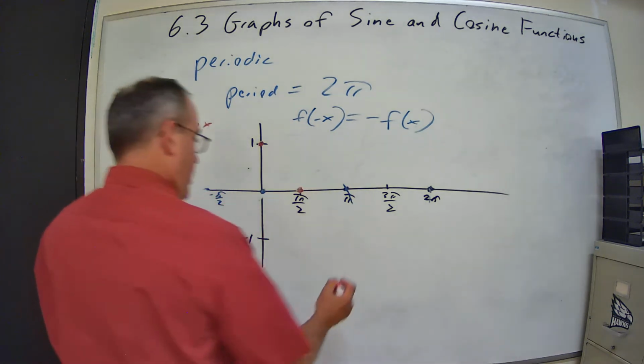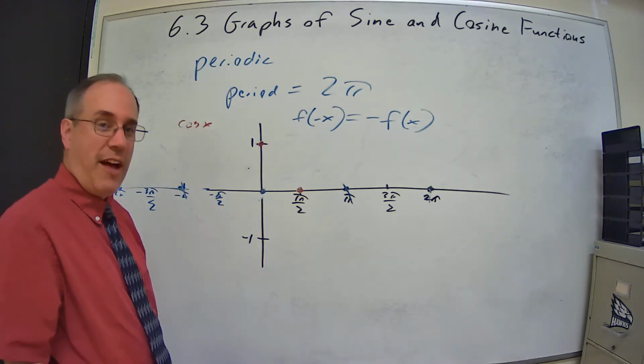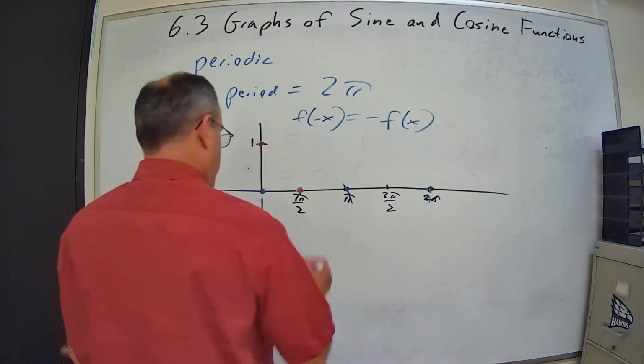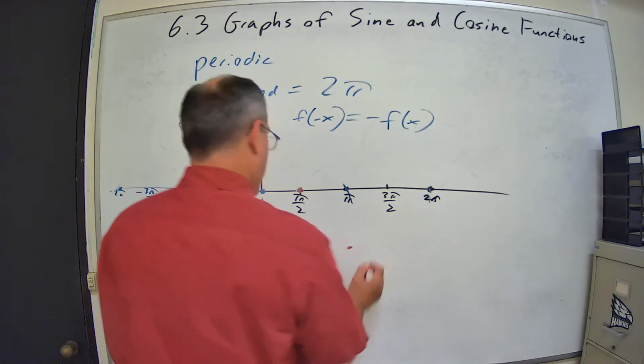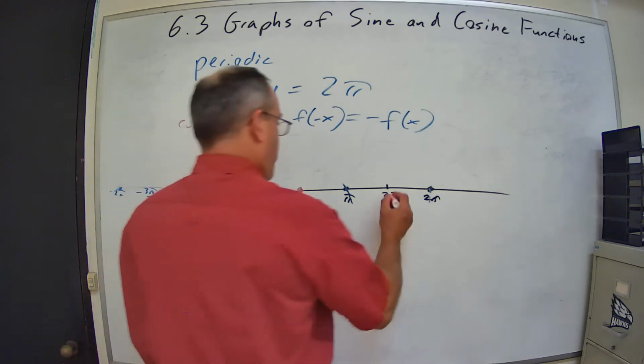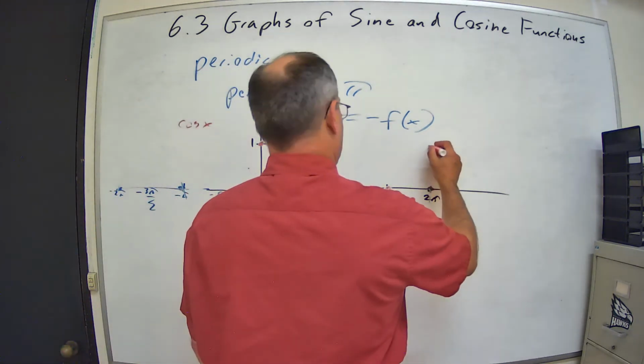At x equal to pi over 2, the function f of x is equal to 0. At pi, we have negative 1. At 3 pi over 2, we're back up to 0. And then at 2 pi, we're back up to 1.